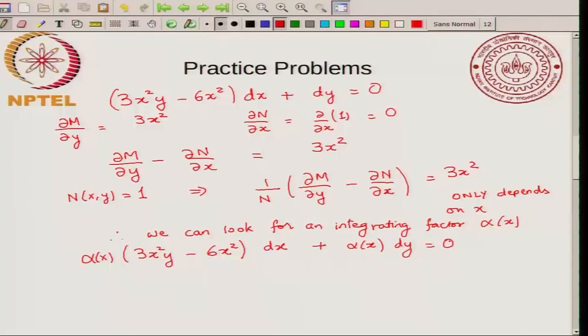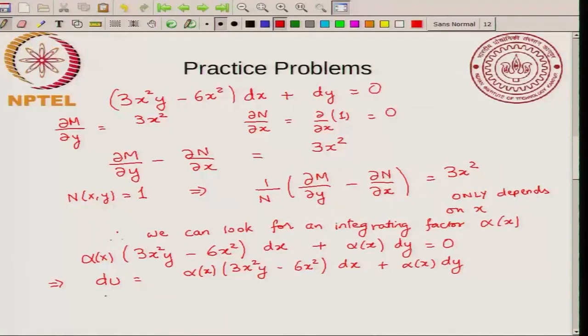And now we know that this equation is exact. This implies that this whole left hand side is some function u. So, du equals alpha of x times (3x square y minus 6x square) dx plus alpha of x dy.